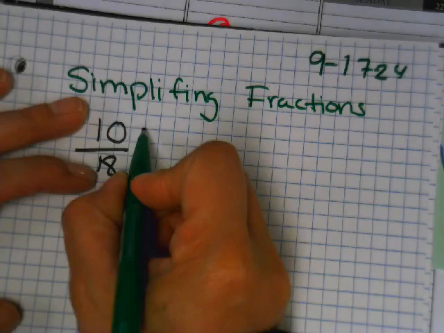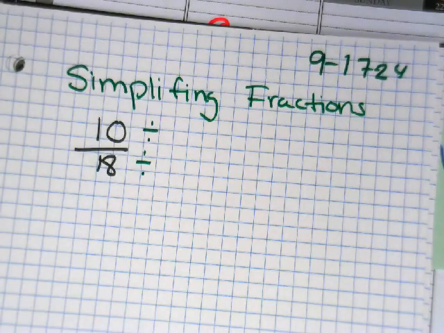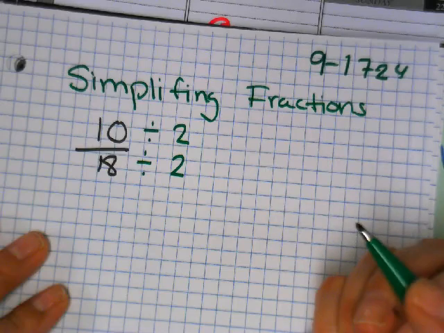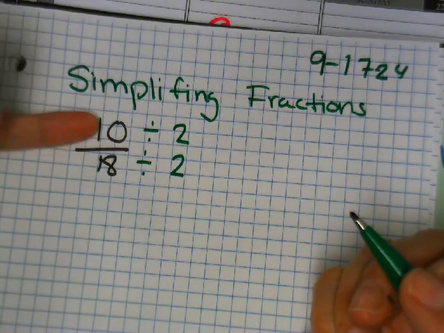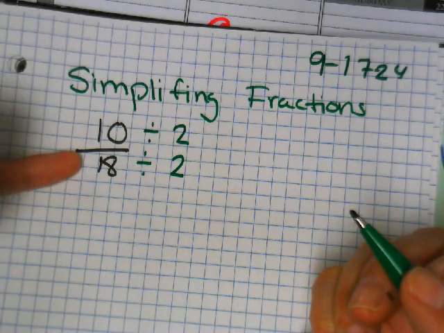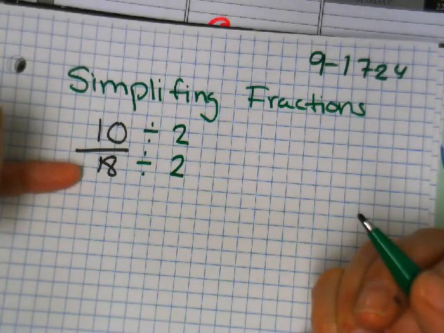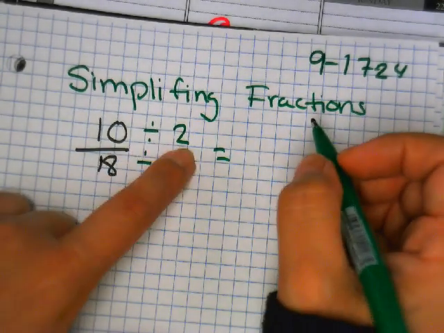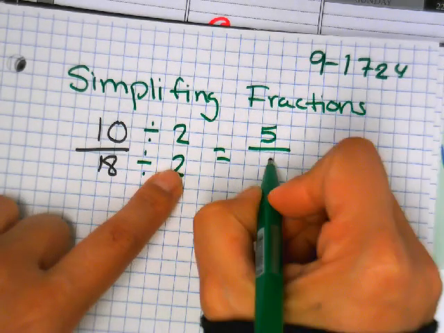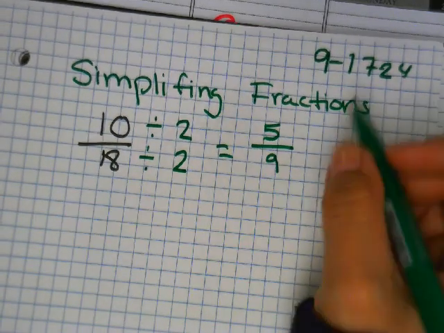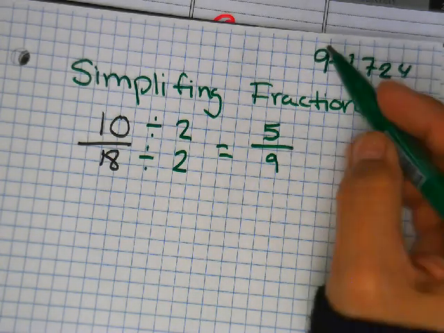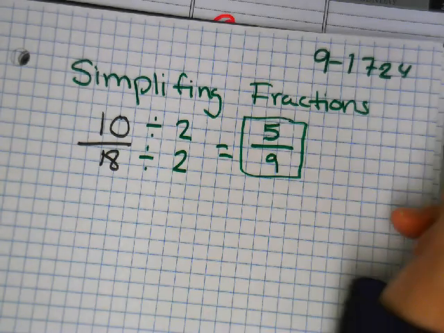So what can I divide 10 and 18 by? 2. I can divide 10 by 2, and I can divide 18 by 2. So we're looking for the greatest common factor, which is what you learned in 6th grade. 10 divided by 2 is 5. 18 divided by 2 is 9. So this is called simplified. Can I divide 5 and 9 by something? Nope, so you're done. This would be the final answer that we're looking for.